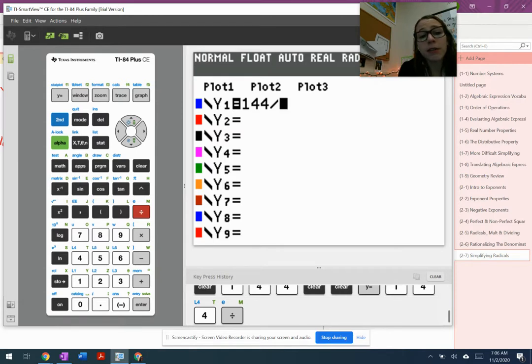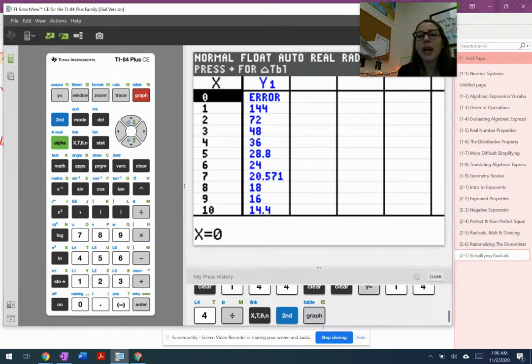So next to the alpha button, below the mode button, I'm going to click this variable button. It has x, t, theta, and n. So I'm putting in there 144 divided by x. Then I could go to second and hit the graph button so it takes me to a table. And boom, I've got a table of factors here.